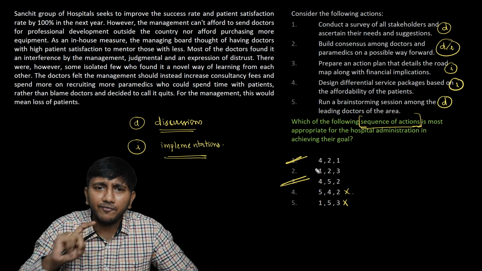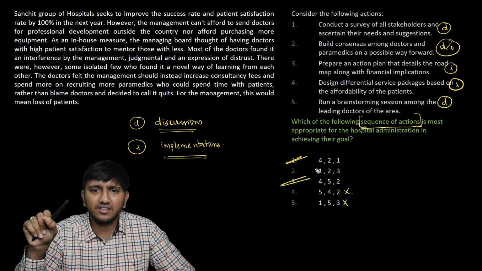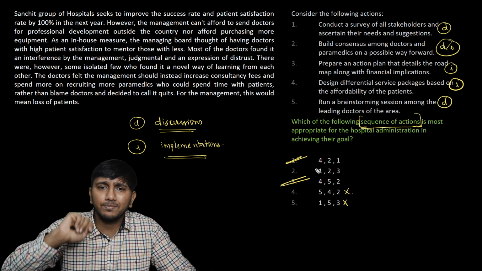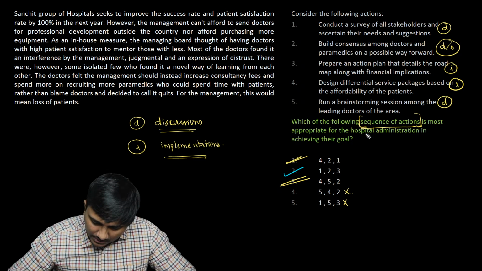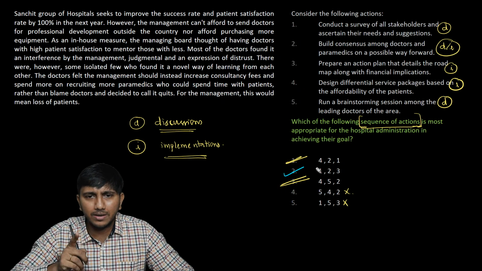That looks like a perfect sequence of action. Discuss, identify certain needs and suggestions, build a consensus on what needs to be concentrated on, and then you prepare an action plan for rolling it out. So 1, 2, and 3 is the perfect sequence of actions here. Please type 2 if everybody is clear with why we are going with option 2 for this question.